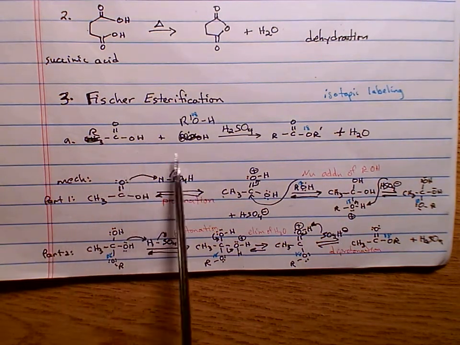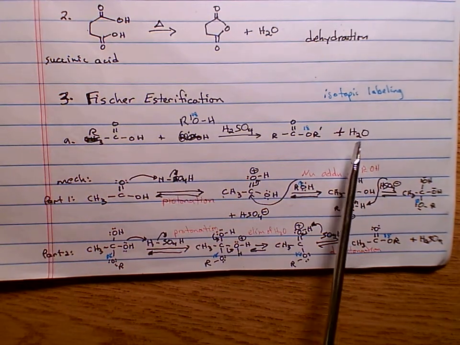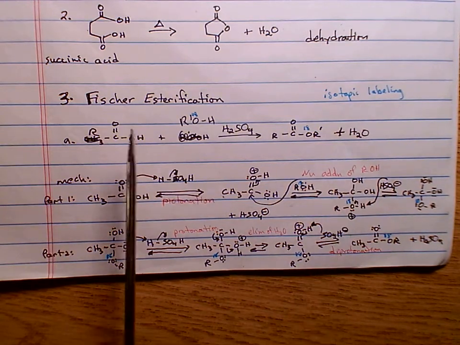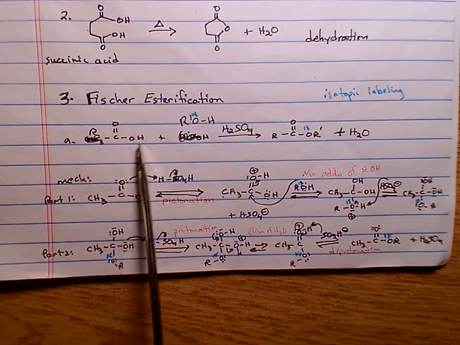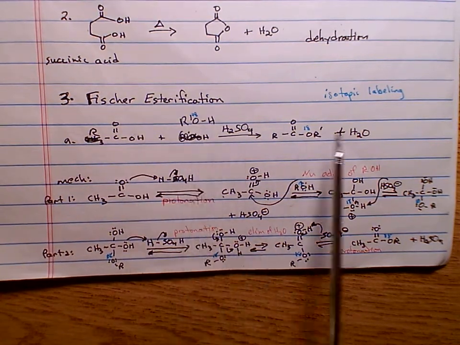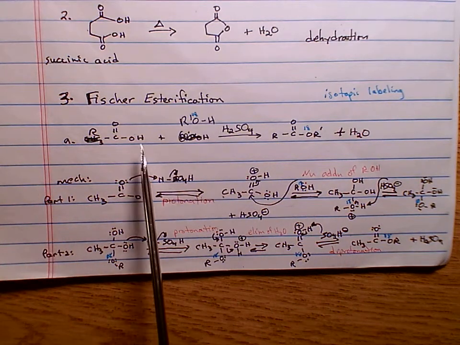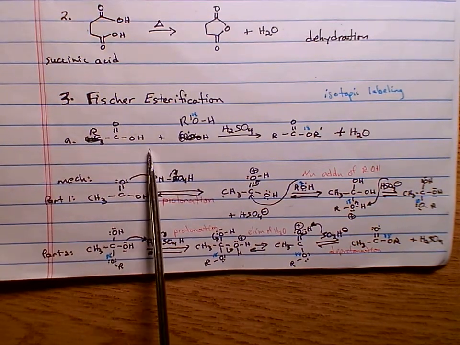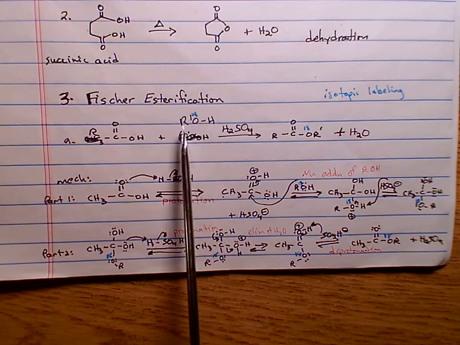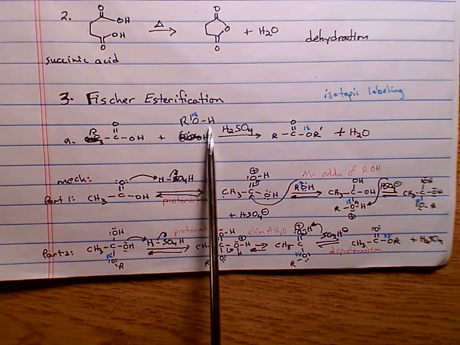Now the question was, okay, this water, where did the oxygen in the water come from? Did the oxygen come from the carbonyl, or did the oxygen come from the alcohol? Did it come from the carboxylic acid or the alcohol? Where did this oxygen come from? And what Fischer did with his labeling studies was show that if you took a normal carboxylic acid, but you had an alcohol labeled with oxygen 18. Now, oxygen 18 is radioactive, which means if you have O18 in this alcohol, this is radioactive.